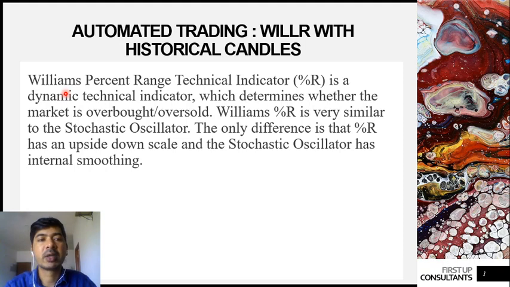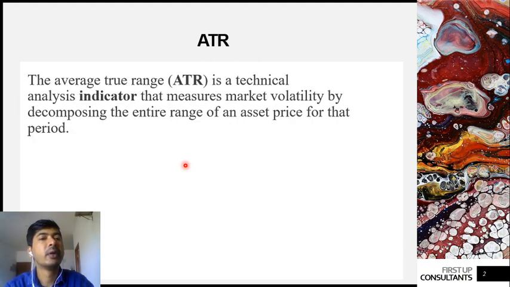This is a functionality of the Williams R, and it's a pretty simple indicator used to determine the overbought and oversold condition. And if not for this upside down scale, it is almost kind of similar to the stochastic, but to some extent, I think it is better, but it depends on your preference. Then the ATR we will use to define the volatility for the underlying instrument.